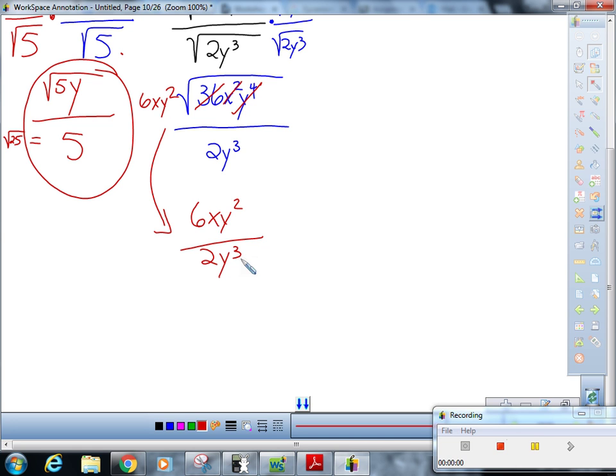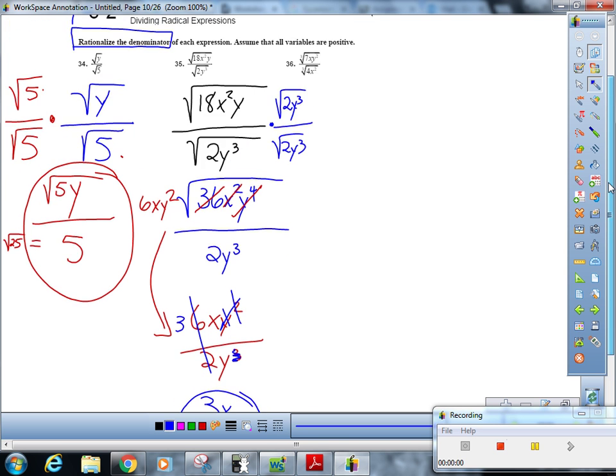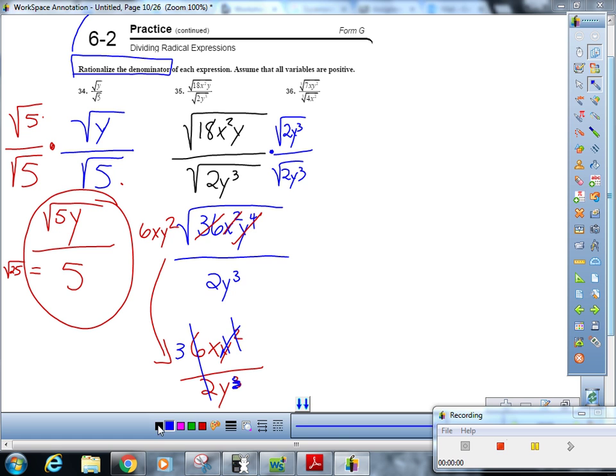Okay? 6 over 2 is 3. X stays. The y squared is gone, and this becomes a y to the first. So what do we have left? 3x over y. And that is tough. Okay? Stick with it. It's nothing wrong with practicing and making mistakes. Okay? It's part of math. You haven't had to do it a lot lately, but it's certainly going to happen here.